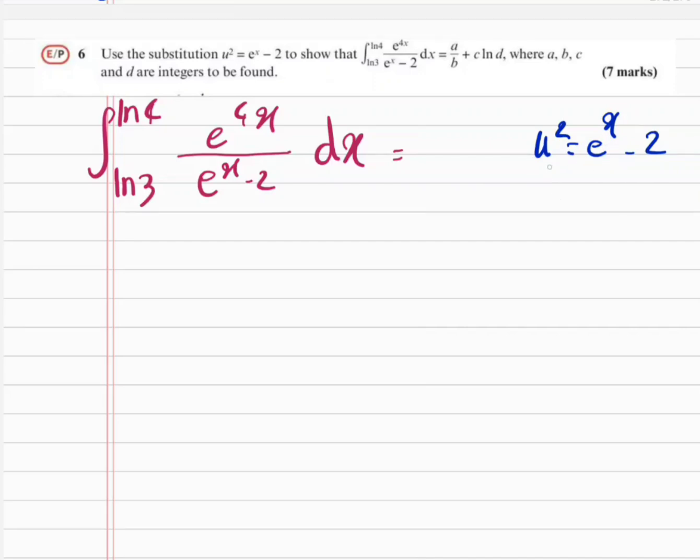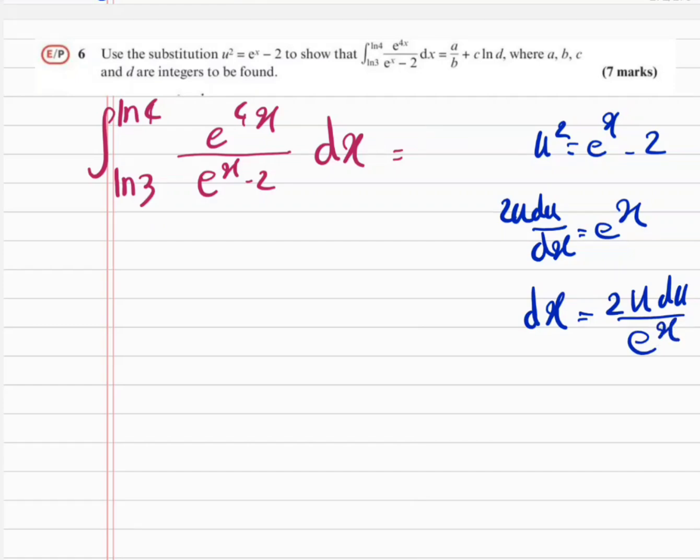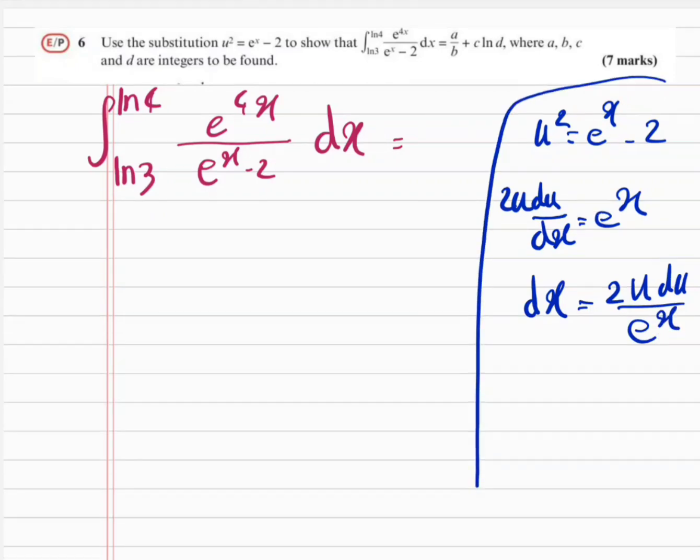So we first differentiate this. For u squared, we use implicit differentiation because the dependent variable has a power of 2. So we get 2u du by dx is equal to e to the x. Now we make dx the subject, so that gives us 2u du over e to the x, and we also need to transform the limits.